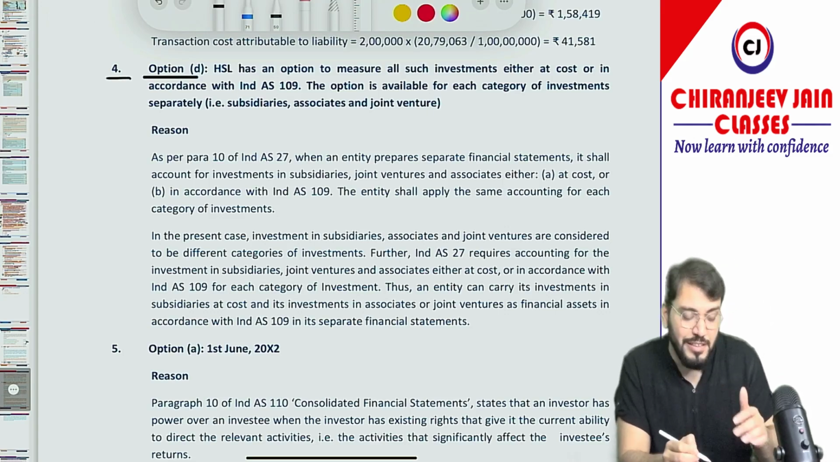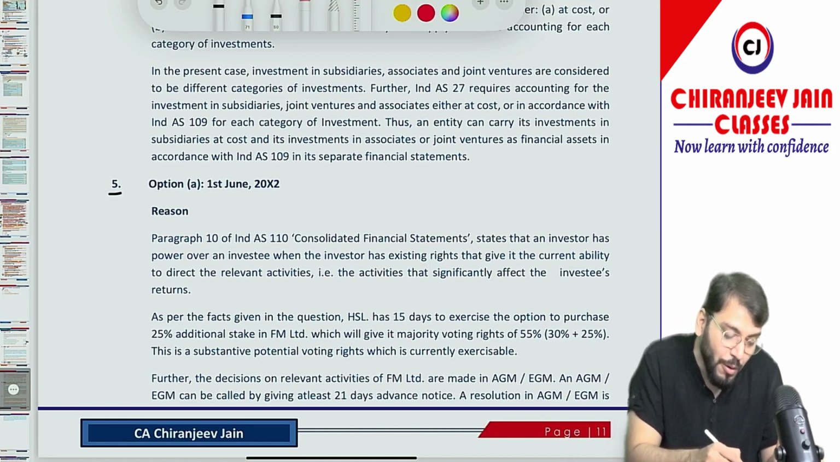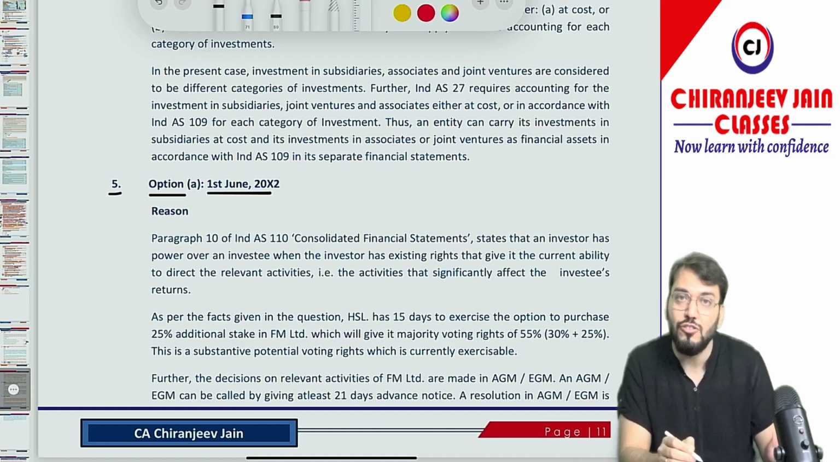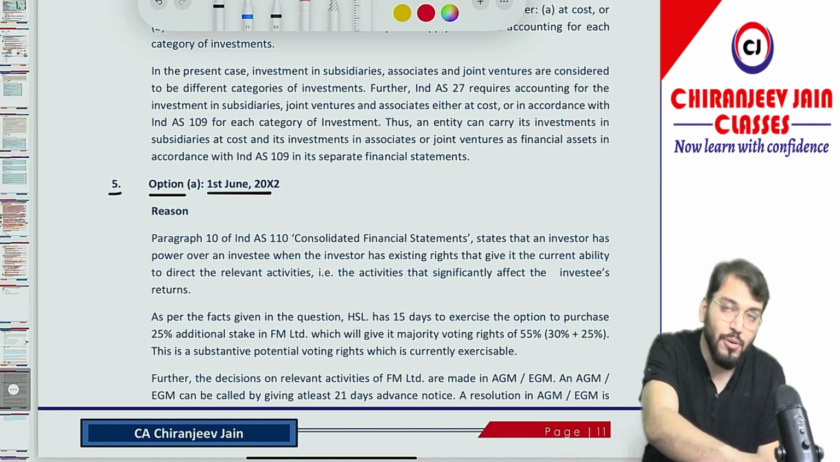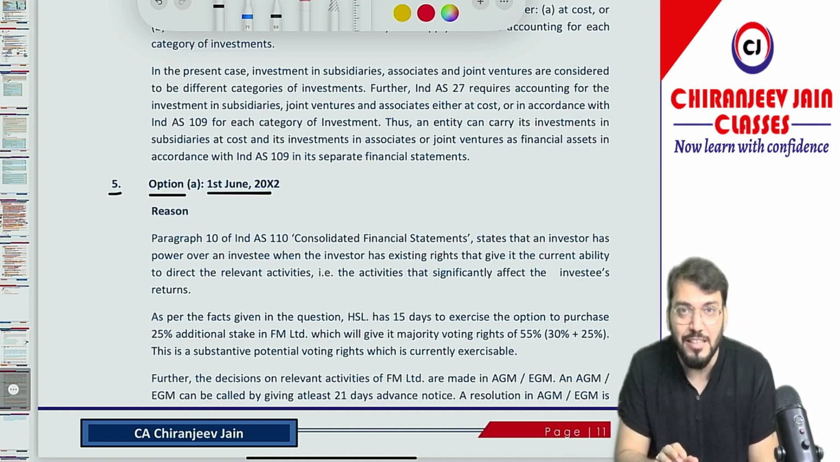The reason is given, you can read the reason. Point number 5, option number A is correct, 1st June 2002. So all the points are correct. I hope you have understood case study number 2.